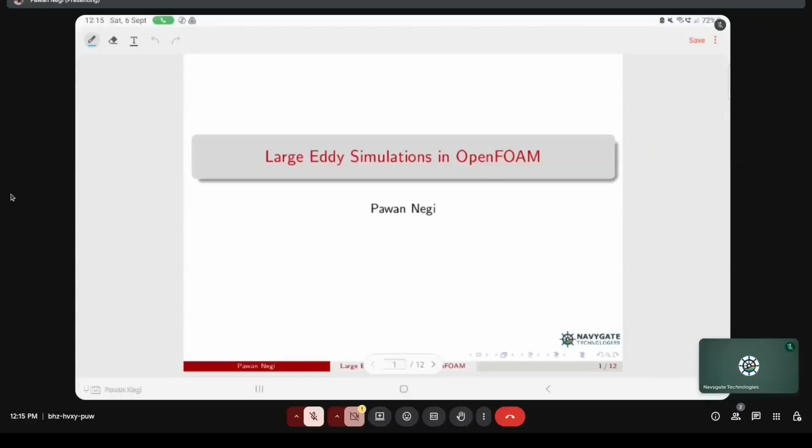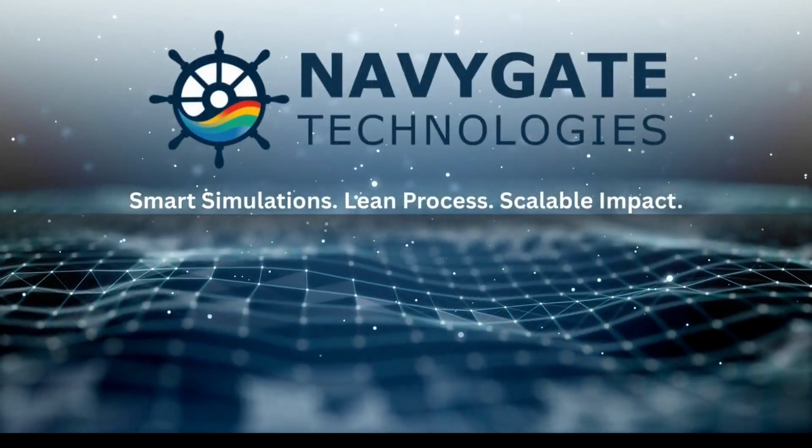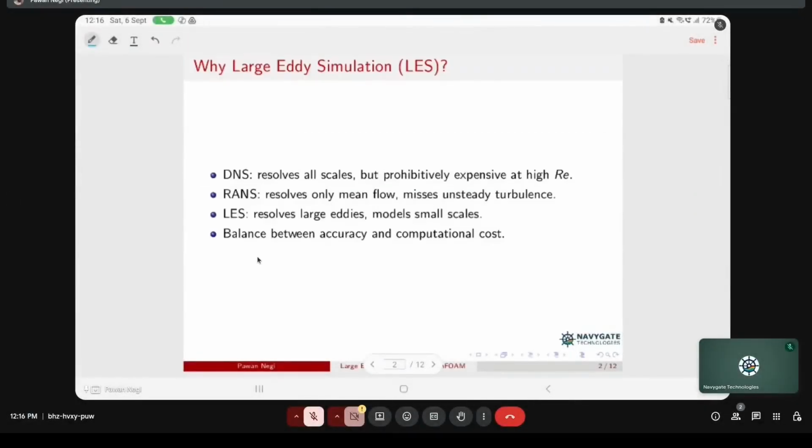Welcome back. Today we are going to talk about another method to model turbulence, large eddy simulations. There are largely three classifications of methods using which you can model turbulence. First one is DNS, which is called direct numerical simulation. In this particular method, you do not model turbulence at all.